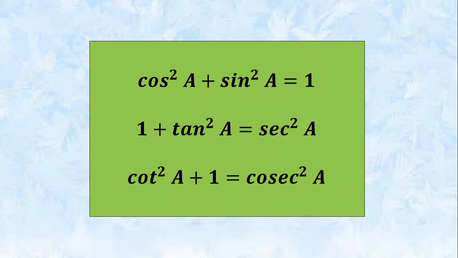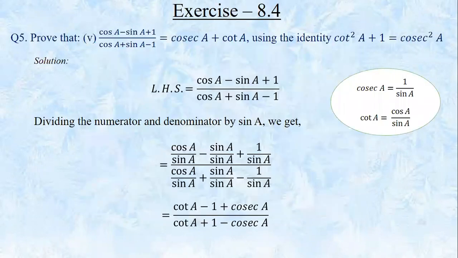Next, we had seen the trigonometric identities. Cos square A plus sin square A is 1. 1 plus tan square A is sec square A. Cot square A plus 1 is cosec square A. We have solved a few exercise questions based on these identities. Let us now continue with exercise 8.4.